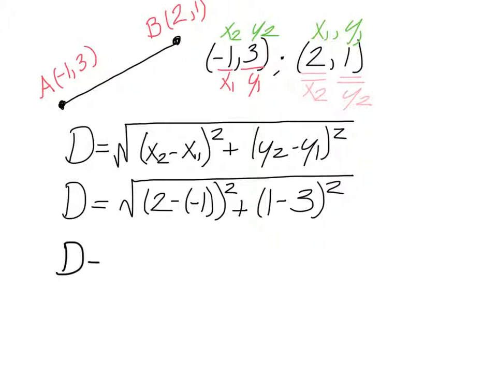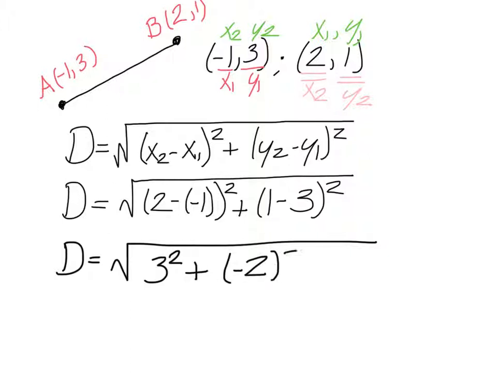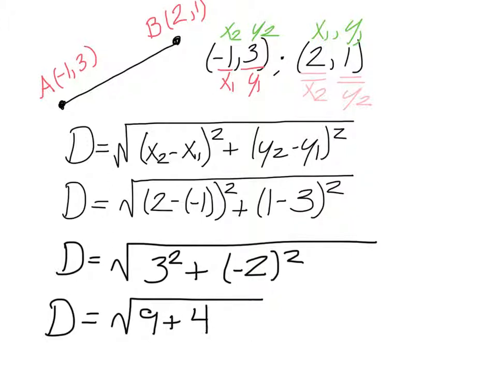So we're going to have D equals square root of. Now I know that 2 minus negative 1 is not 1, it's actually 3, because this is saying the same thing as 2 plus 1. So I'm going to have this as 3 squared plus 1 minus 3, that's going to be negative 2 squared. I can simplify that a bit more, and I can get D is equal to the square root of 3 squared is 9, plus 4, since negative 2 squared is 4. I'm going to set that equal to square root of 13.